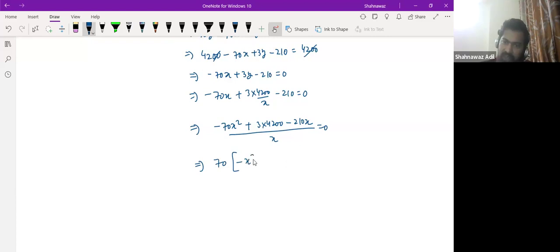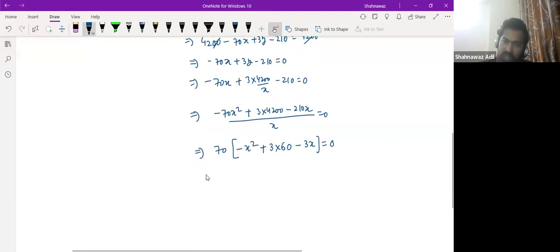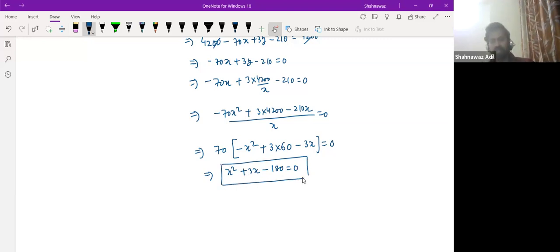This is minus x square, and this is how much? 3, and this is 60, and minus 3x. This is equal to 0. So this will again go to the other side. We can take out the negative sign as well. So this is x square plus 3x minus 180. So now we have reached the required destination. Right. So what would be the solution?